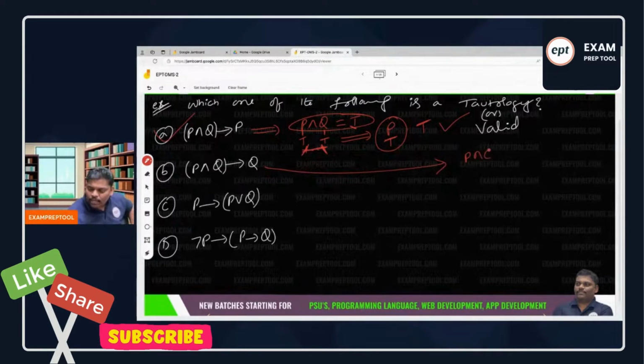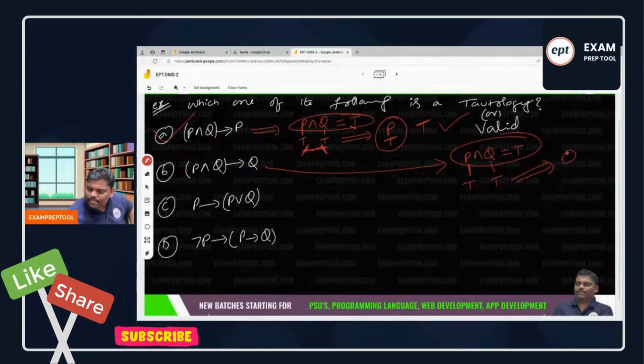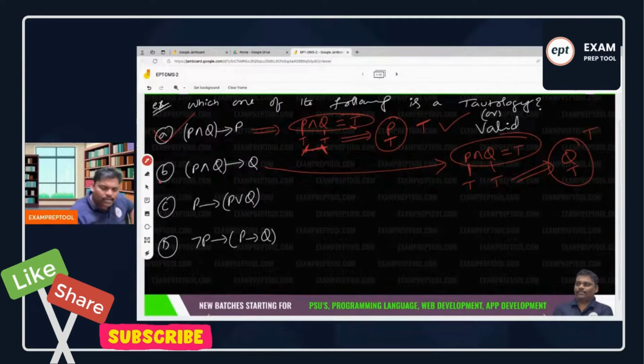Let me write now. P and Q is equal to true, from this the conclusion I got is P true, Q also true. So this information, if you substitute in the right side, where Q is true, so overall true. So the second also is true.